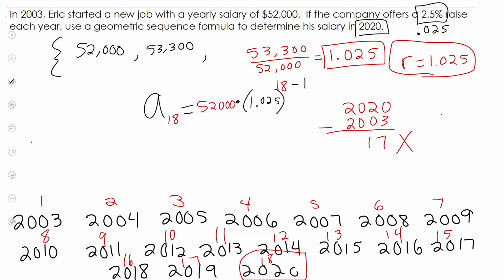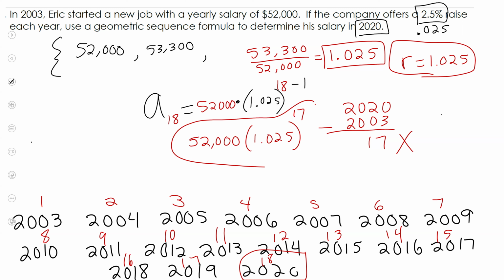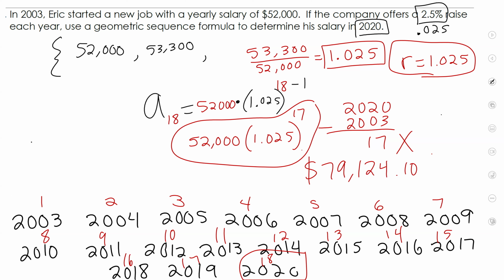So guys, go ahead and plug this into your calculators. It'll be 52,000 times 1.025 to the power of 17. And let me know what the value of the truck is. I'm sorry, that's a different problem. What his salary is. What is his salary? $80,124.10. Thank you.